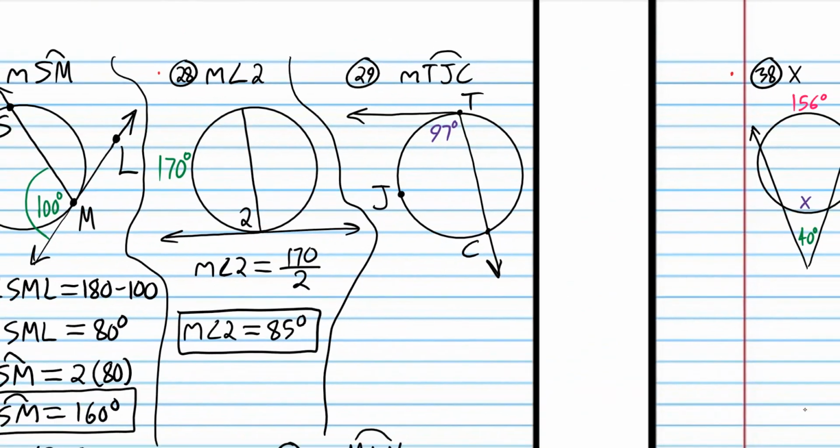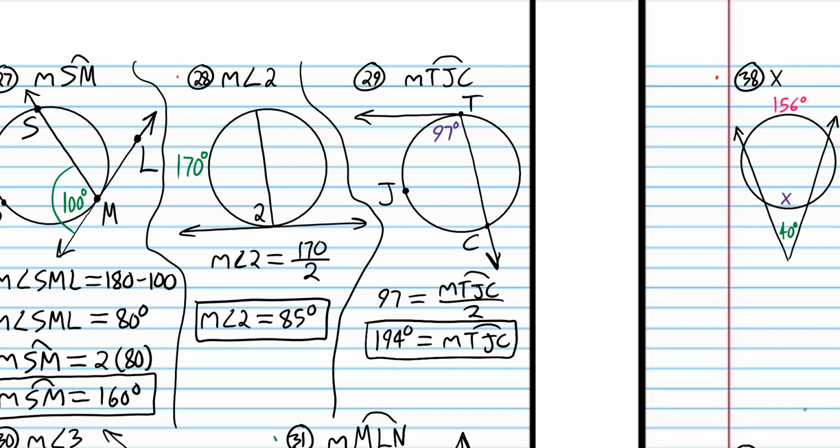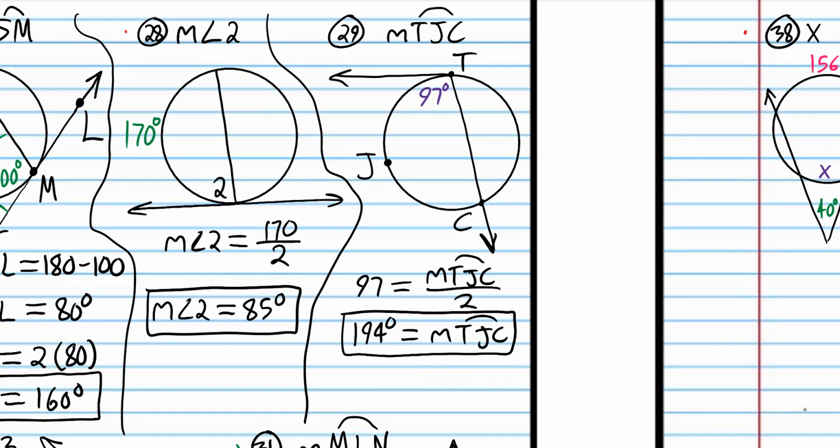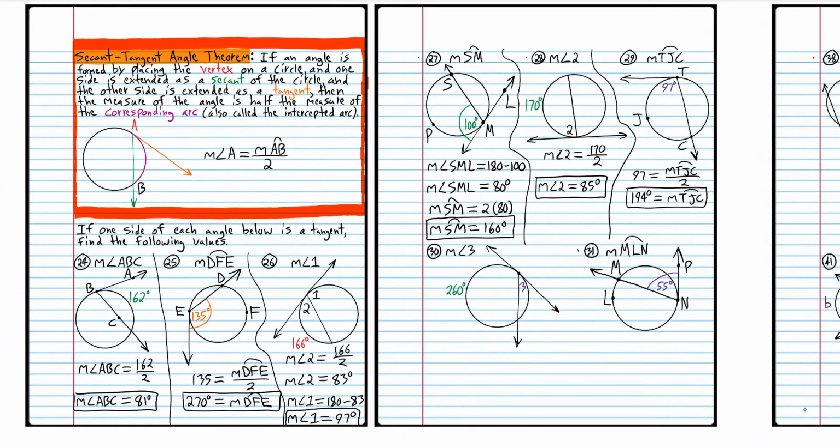All right, we're back. Now we're just going backwards. We know that the angle is equal to the intercepted arc measure divided by 2. And so multiply both sides by 2, and we get 194 degrees is equal to the measure of arc TJC. So if you got that answer, good job. All right, go ahead and try number 30, and when you come back, we'll do it together.